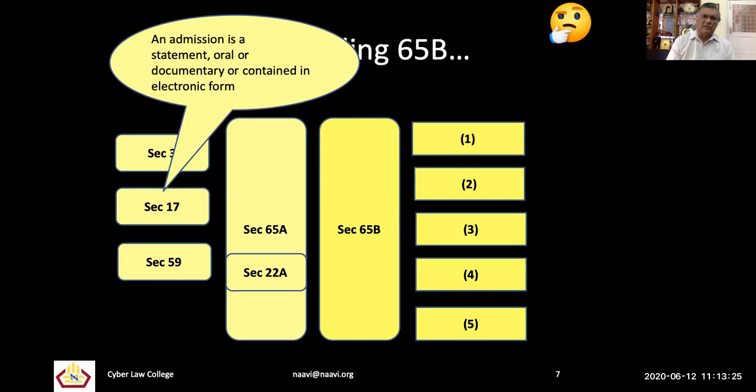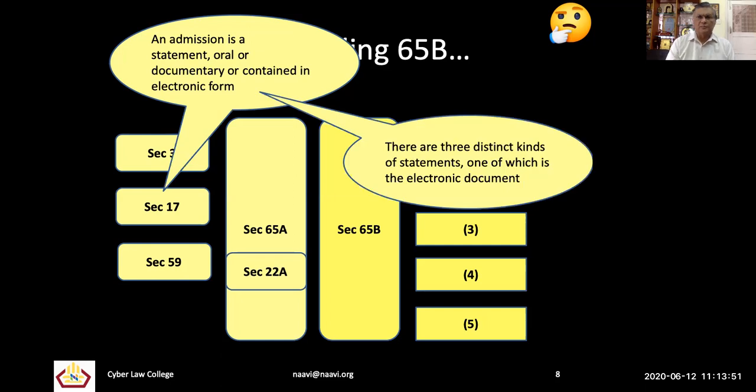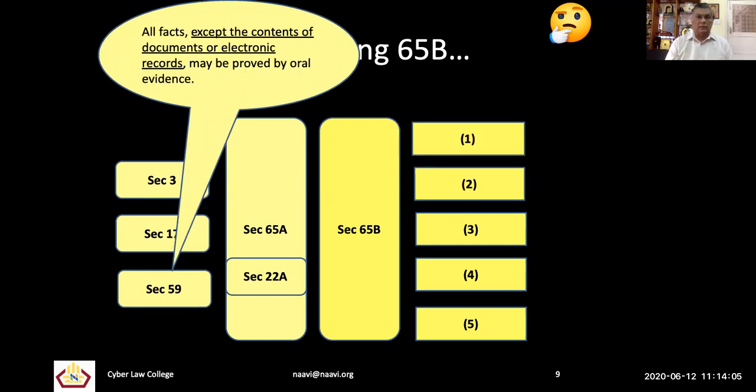Now, when we come to section 17, it talks about the admission of a statement, and it says admission is a statement which can be oral or documentary or contained in electronic form, which essentially means that the law, which is the Indian Evidence Act, recognizes 3 types of admission statements, and one of which is the electronic form or the electronic document. The other 2 are the oral evidence and the documentary evidence other than the electronic record.